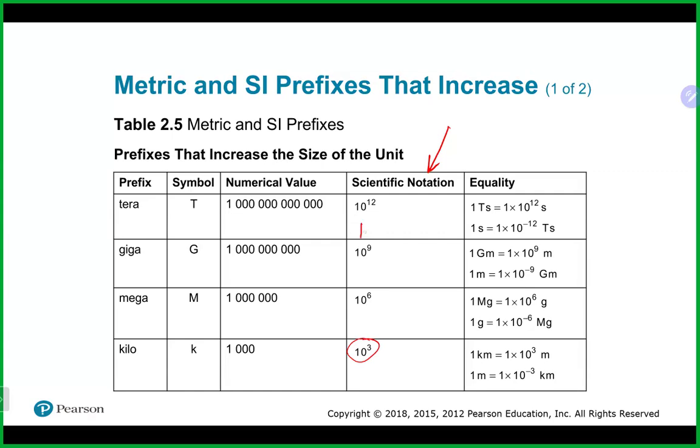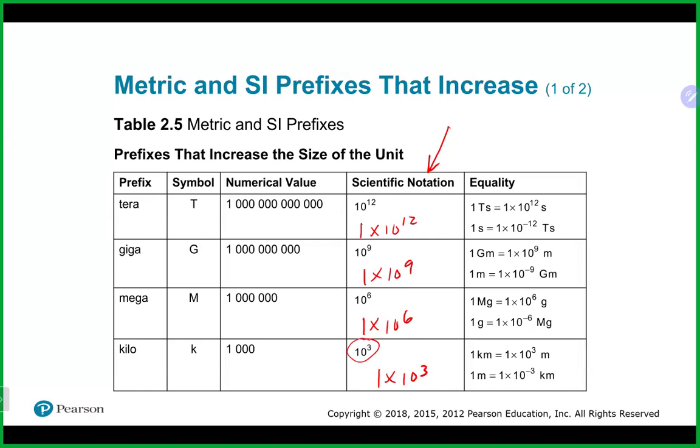They're all basically, for example, 1 times 10 to the 12, 1 times 10 to the 9, 1 times 10 to the 6, 1 times 10 to the 3. Why is that important? That's important because if you need to type it into your calculator, you type it in exactly how we talked about typing in scientific notation.